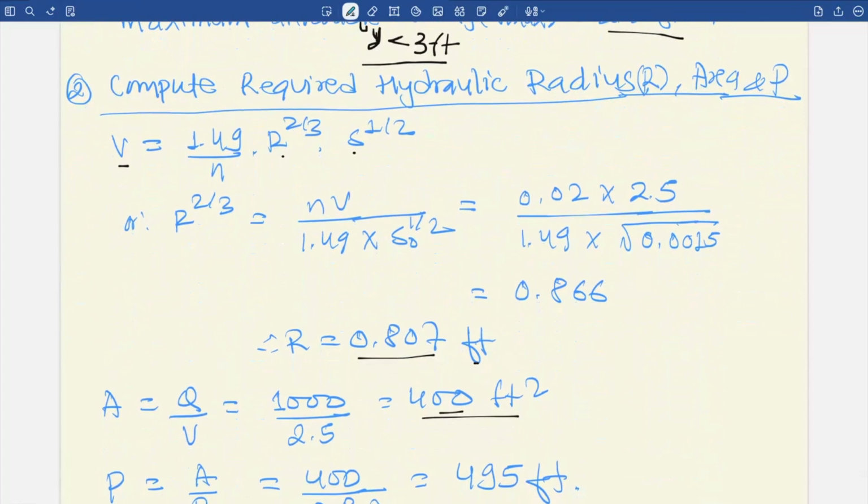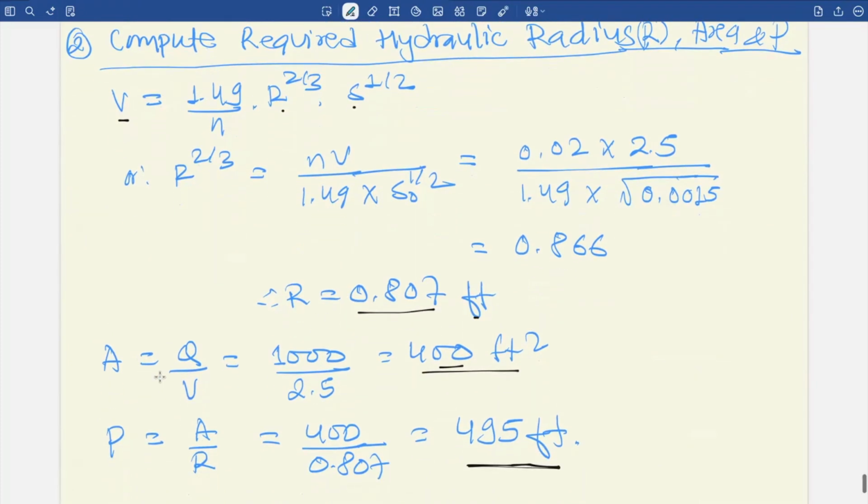So let us find the hydraulic radius R from Manning's equation. We know velocity must be equal to Vmax, that is 2.5, not more, not less. So we plug that directly into Manning's velocity equation, and we get a value of R as 0.807. And since we have already computed this hydraulic radius, we can compute area as well, since we know the Q and we are given the Vmax, that is 2.5.